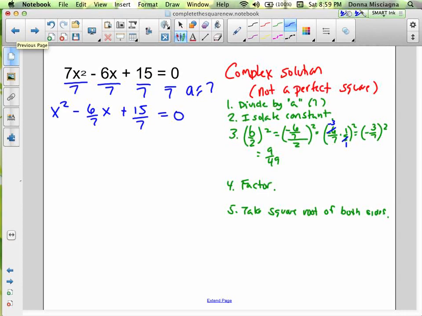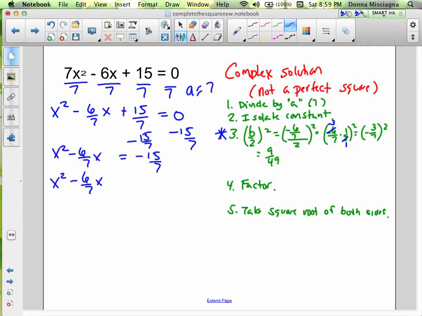All right, so now we're going to subtract 15/7 from both sides. So minus 15/7. That gives us x squared minus 6/7 x equals negative 15/7. And now we're going to add b divided by 2 squared to both sides. You might think, how do I get half of 6/7? Well, I have it right over here for you.